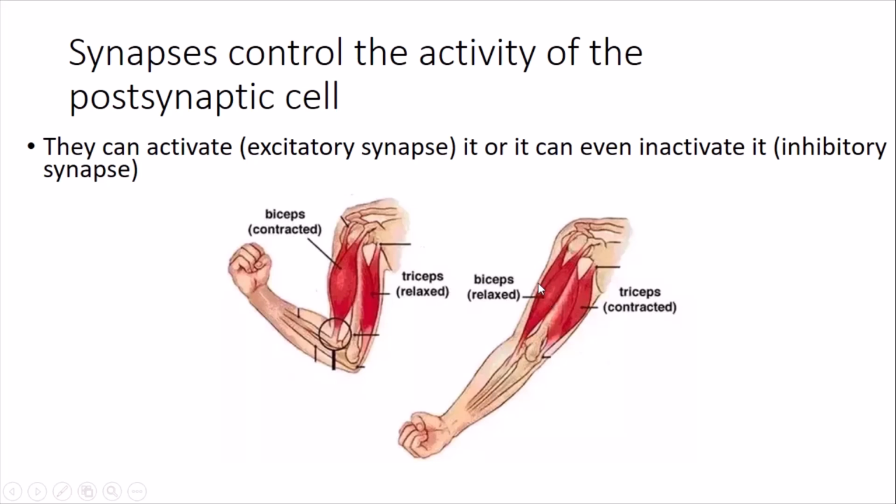Now this biceps muscle, to allow the arm to go in this direction being pulled by the triceps, it has to relax. So it's being inactivated. So there are some inhibitory synapses somewhere. Whereas this one is contracting to pull the arm in this direction. So it has some excitatory synapse somewhere.